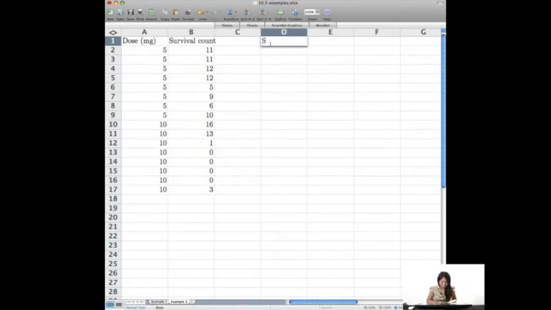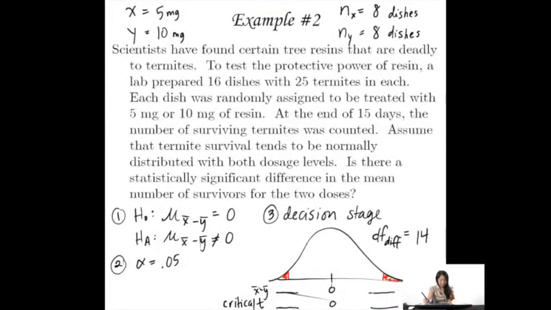I'm just going to write for myself step 4, so I remember where I'm at. Critical T. I know the two-tailed probability that I need, 0.05, and I know my degrees of freedom, which is 14. So I see that the critical T is the same as before, because we use the same two-tailed probability and the same degrees of freedom. And so here, we know that it's negative 2.14 as well as positive 2.14.